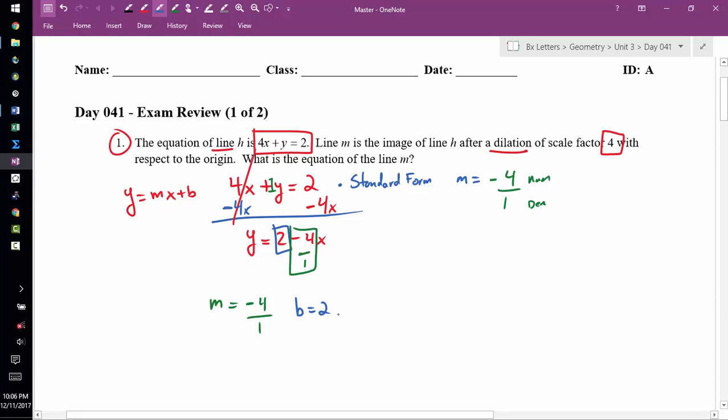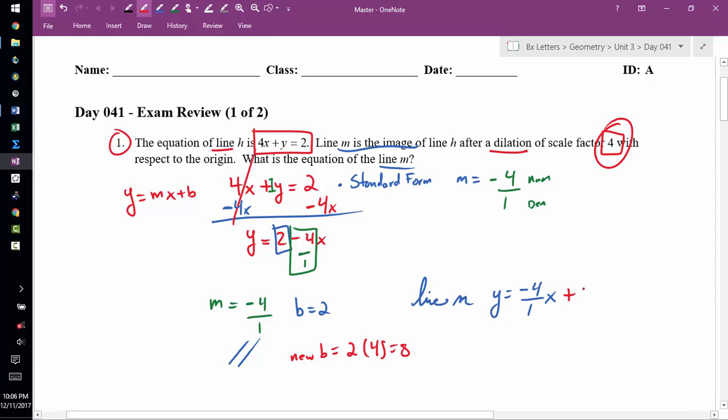So when I go to write the equation of the dilation, the image, line M will have the equation y equals minus 4/1 x, because it needs to be parallel. But the new y-intercept will be 2 times my scale factor of 4. So 2 times 4 is 8, so plus 8. And there you have it.